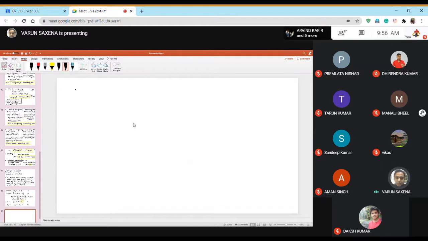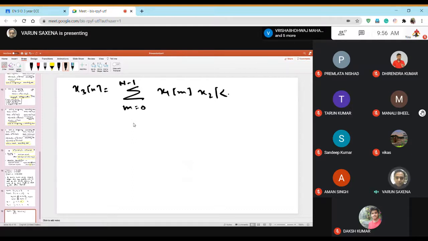The expression, of course, is written as summation m equal to 0 to N minus 1, x1[m] x2[(n minus m) modulo N]. So this is the expression that you'll have to evaluate to find x3[n]. And here, of course, n varies from 0 to N minus 1.